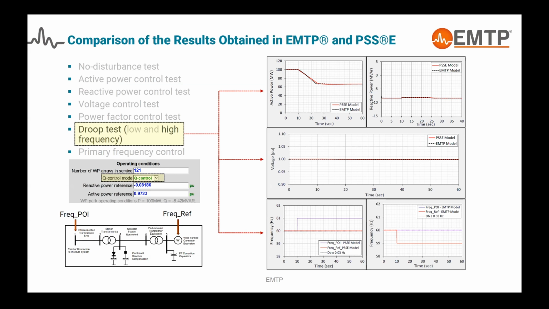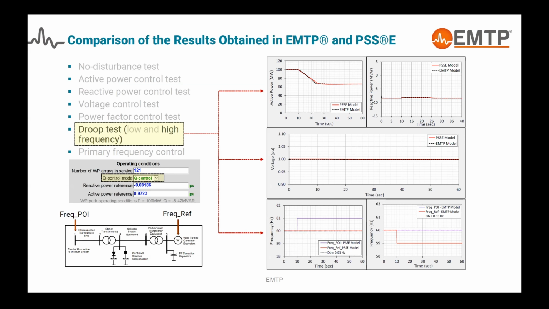But here in EMTP, instead of using this kind of approach, a control voltage or a dependent source that we can use to change the voltage or frequency at the POI, we apply a step directly at the reference. So the behavior is the same, but we kept the frequency at the POI at 60 Hertz, and we just reduced the frequency reference at the POI by 1 Hertz.